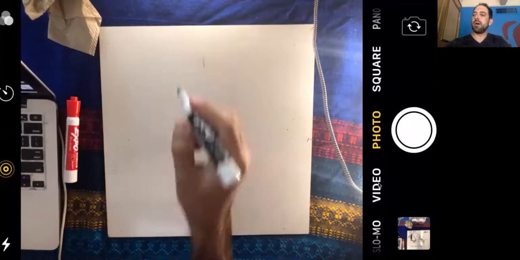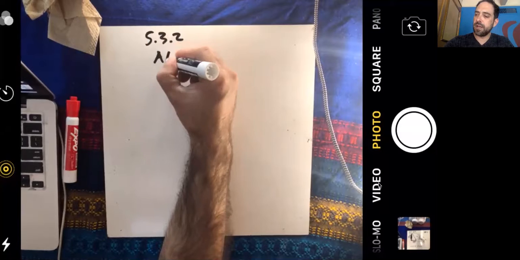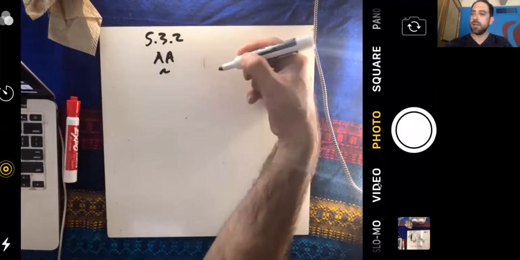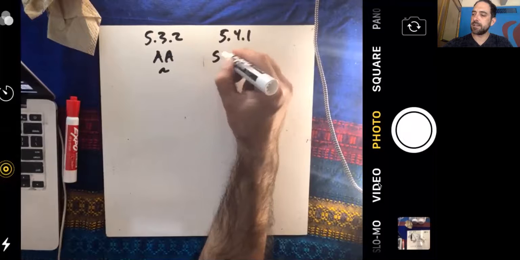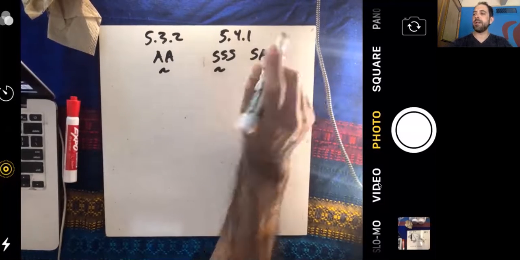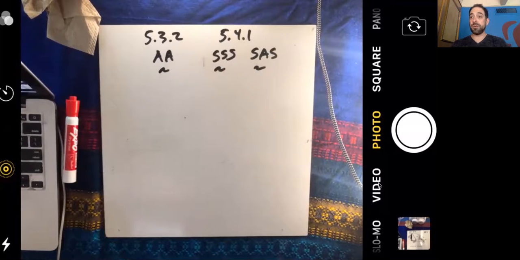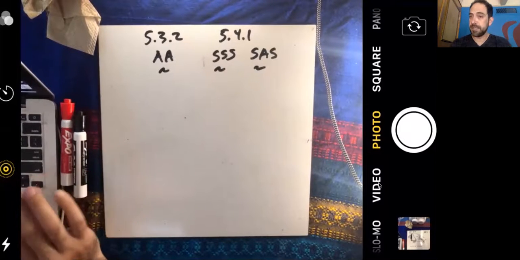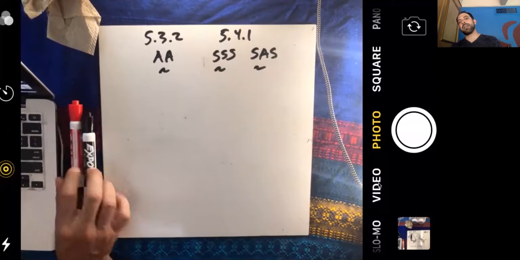All right, folks, we have been doing 5.3.2, which was our angle similarity, and we are doing 5.4.1, which is our side similarity. Okay, so the main thing is these triangles are not equal, they're not sitting on top of each other, they aren't congruent because they may not be the exact same shape, size, but they can be similar.